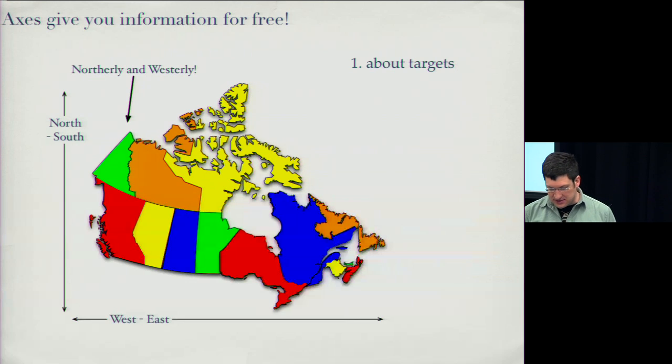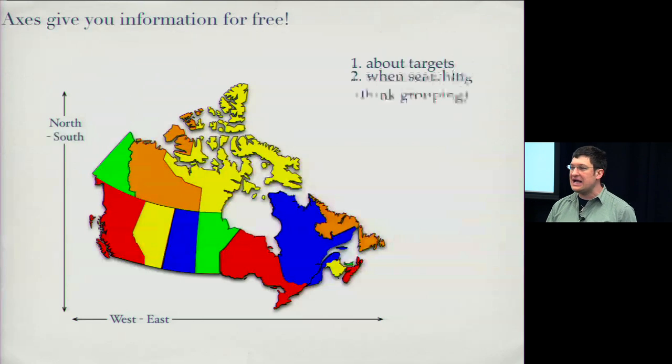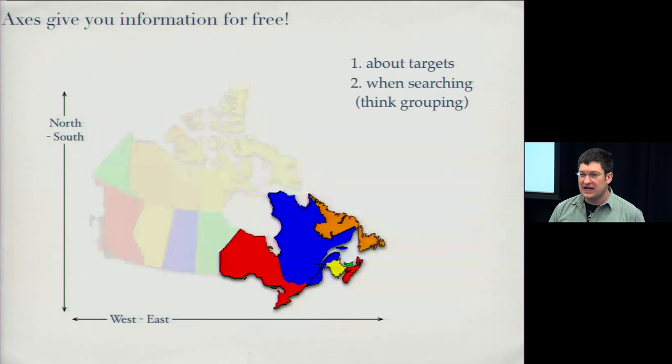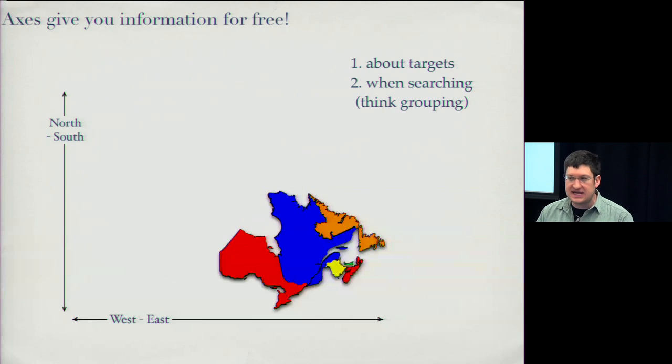It works the other way around too. If I know that I'm looking for something in the east, I can ignore the whole western two-thirds of that map, right? I don't have to look at those. The axes tell me this is where the thing I'm looking for exists. So you get information about the properties of the object, and it also tells you which objects you're going to look for that have those properties.